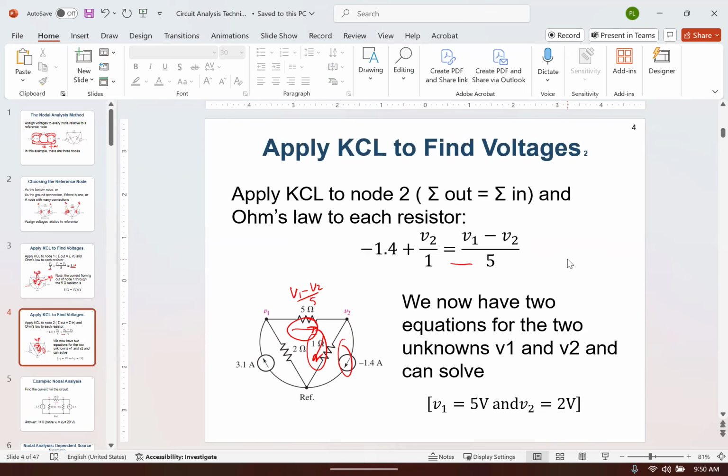So it's checking it again. Let's see the sum of the current out of the node. In this case, we have 1.4, negative 1.4.